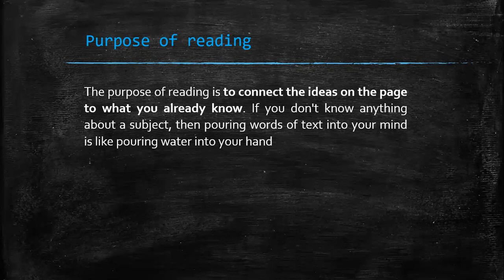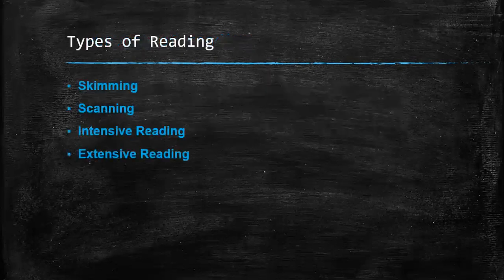That's how it is. Now moving on to types of reading, which are four, as you can see there: skimming, scanning, and then we have intensive reading and extensive reading. So let's have a look at them one by one.